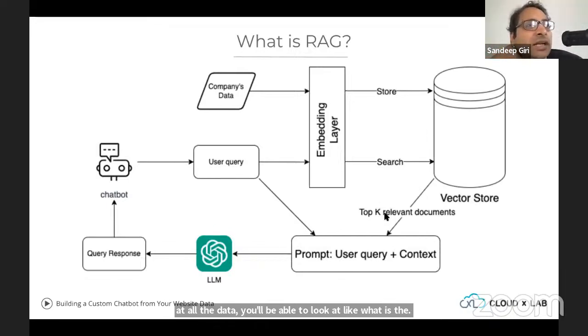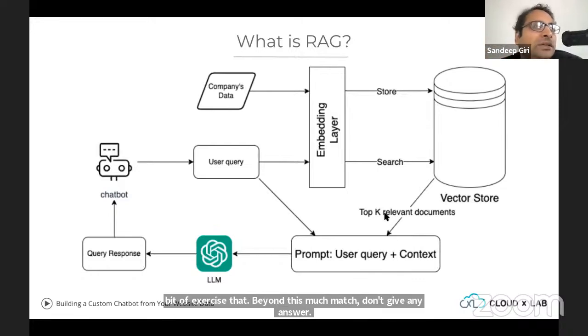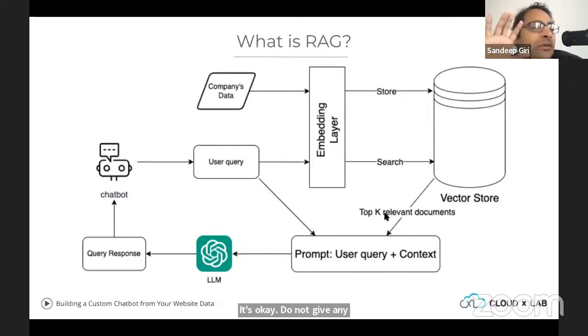So threshold computation is a bit of an exercise: beyond this, it must match, otherwise don't give any answer. It's okay to not give any answers. It's okay to say the document is not found rather than give irrelevant documents. So first you have to do a bit of exercise, looking at your data and the distance that you're using, and based on that, you'll say, okay, below this threshold we are not going to go. Even if we are not able to find the documents, it's okay.